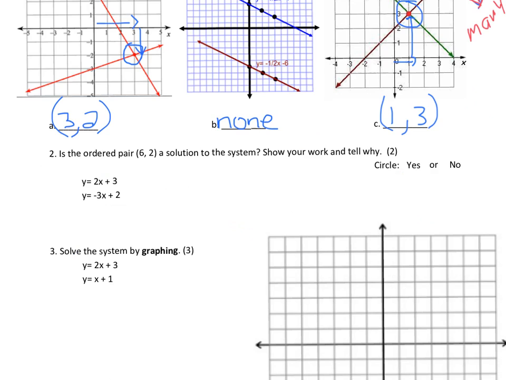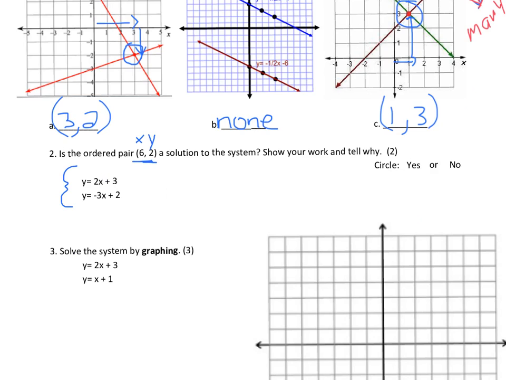Another minimal or basic question is just deciding if an ordered pair is indeed a solution to a system. All you have to do here, as some of you said in class, is take the x and put it in for x and the y and put it in for y to both of them, and if you get yeses for both, then it's a yes for the whole system.